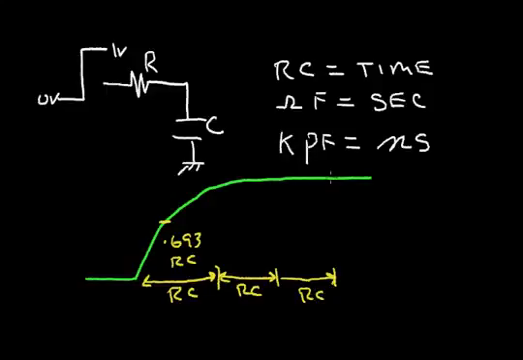It turns out that at 3 time constants at this point in the curve is still not fully charged. It's at about 95% of the final charge. At 2 time constants, we are at about 86.5% of the full charge. At 1 time constant, we are at this point, and that's about 63.2% of the final value.